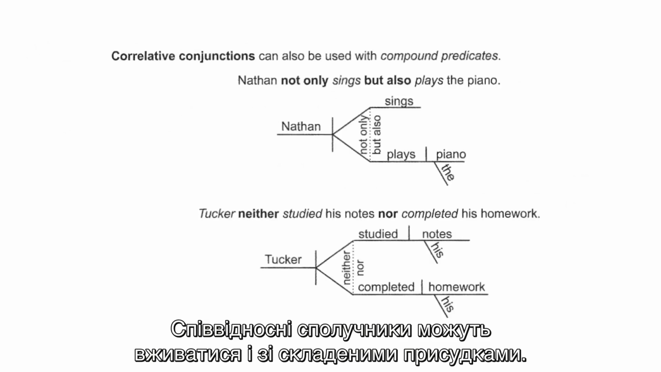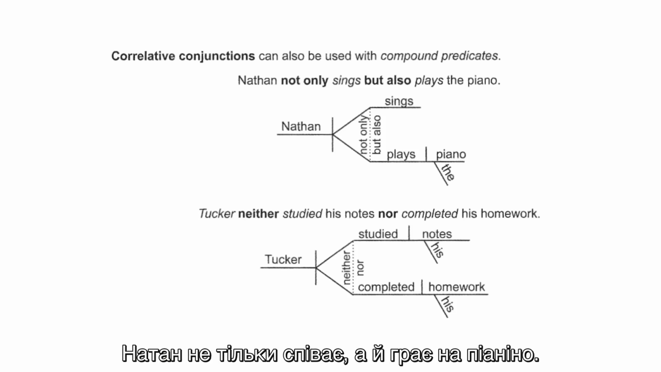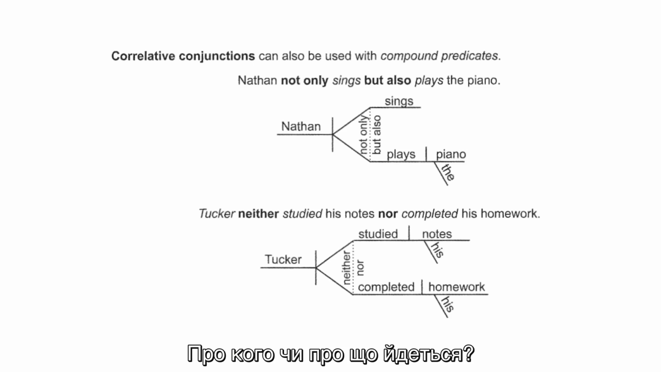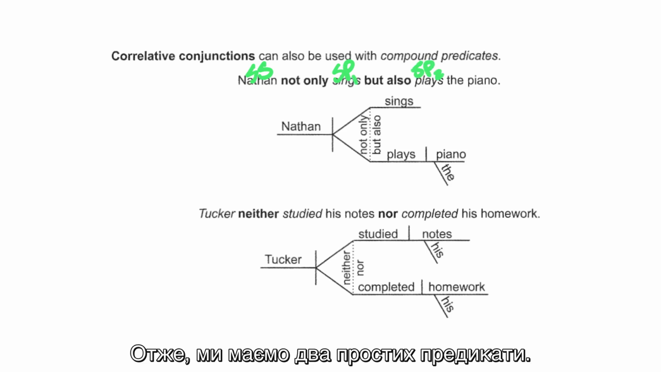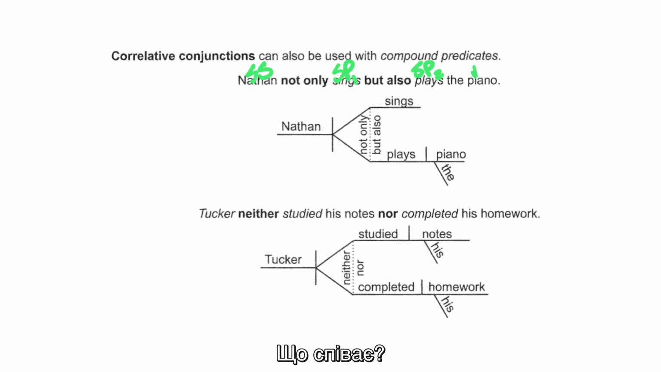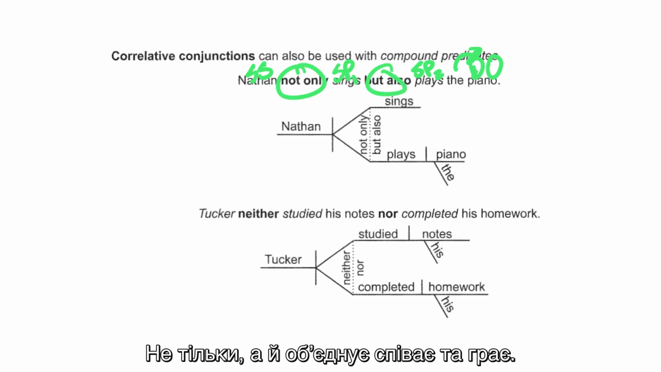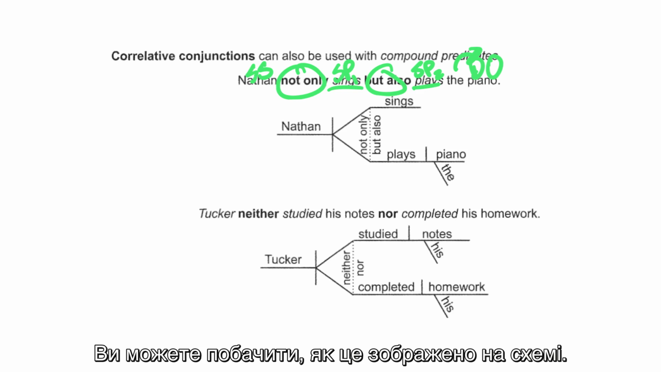Correlative conjunctions can also be used with compound predicates. Nathan not only sings, but also plays piano. Who or what is this about? Nathan. What does he do? Sings, plays. So we have two simple predicates. Sings what? Plays what? Piano. Which piano? The piano. Not only, but also connects sings and plays. You can see how it's diagrammed.